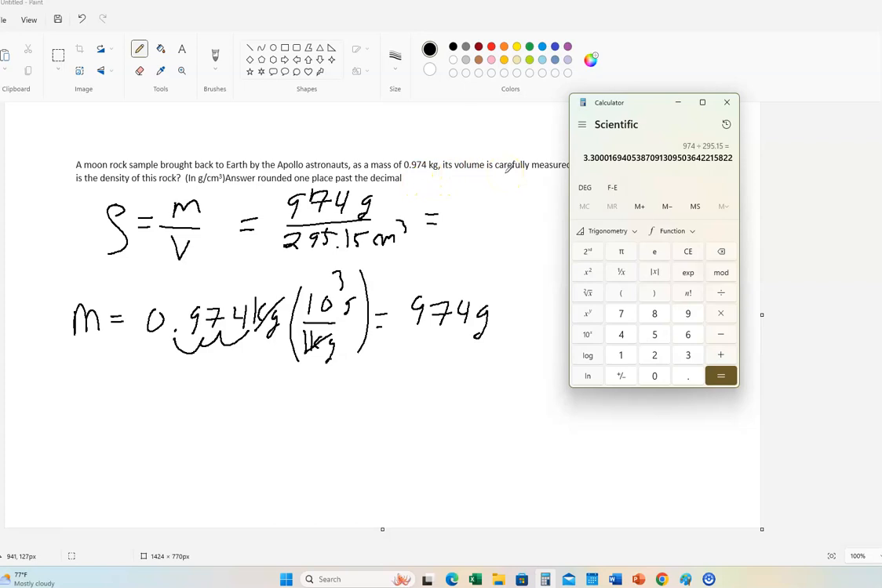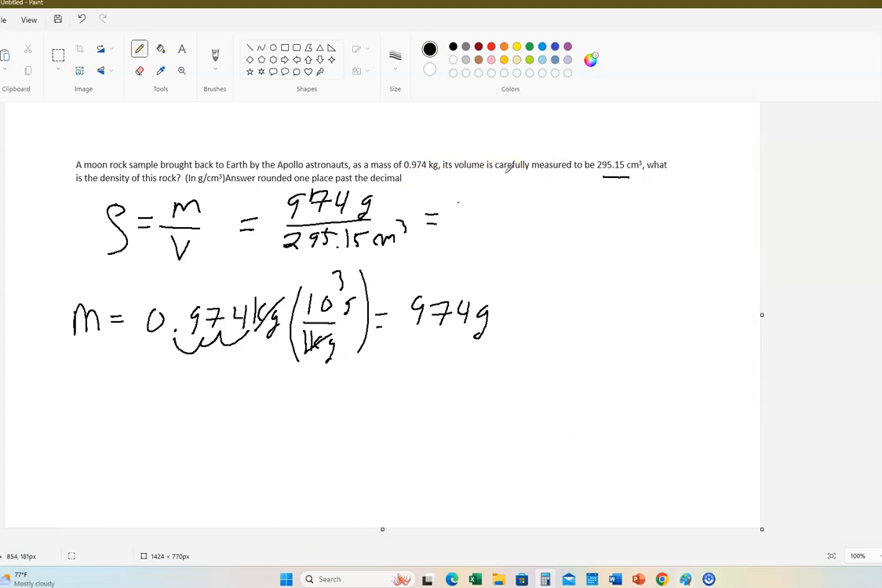I don't really have to rewrite it, but 3.3 grams per centimeter cubed. Notice that they've already asked you what is the density in grams per centimeter cubed, so really, you only have to give this numerical value. That's what I'm looking for. All right, let's do the next problem.